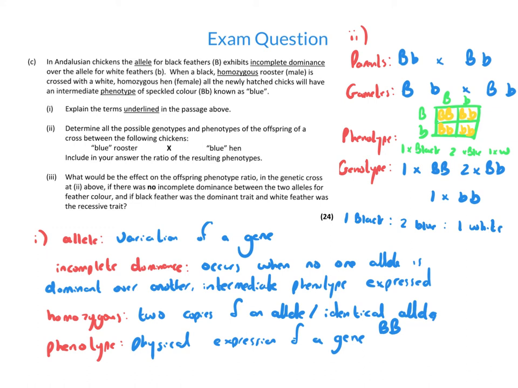And then part three, again, I'm going to run out of room, so I'll just try and squish this in at the side. So it says, what would be the effect on the offspring phenotype ratio in the genetic cross if there was no incomplete dominance between the two alleles and if the black feather was dominant to white? Well, in that case, if this is the only one that's going to change, this one has to be black, this one has to stay white, this one, instead of being blue, is just going to become black because the capital B is going to win out, capital B is black. So the ratio is going to change to three black is to one white. So there's going to be no blue, but they will switch over to black because the capital B is going to win out.